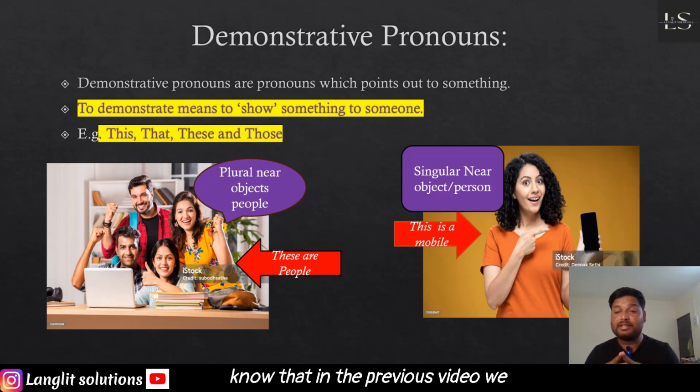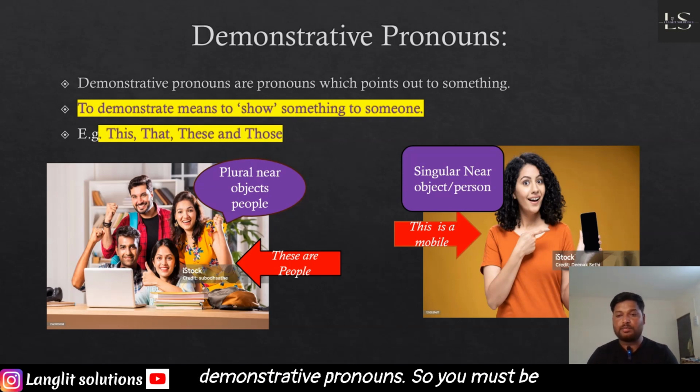As you know, in the previous video we learned a few pronouns in English, personal pronouns. In this video we will be learning some of the demonstrative pronouns. You must have some ideas. You must have come across these words like this, that, these and those. They are nothing but demonstrative pronouns.